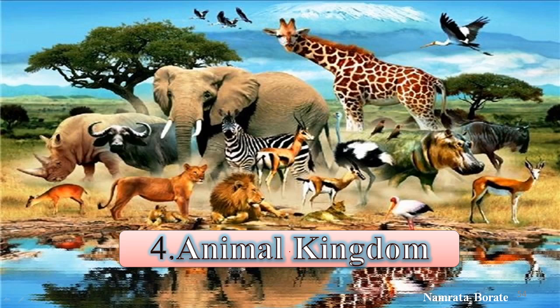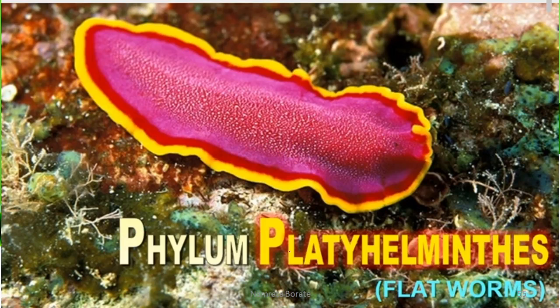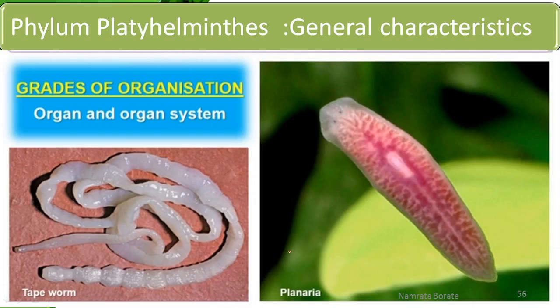Hello dear friends, we are going to continue the next part of the fourth topic, that's Phylum Platyhelminthes. Platyhelminthes are known as the flatworms. First of all, we see the general characteristic features of the phylum Platyhelminthes. The first characteristic is that the organisms included in the phylum Platyhelminthes show organs and organ systems.